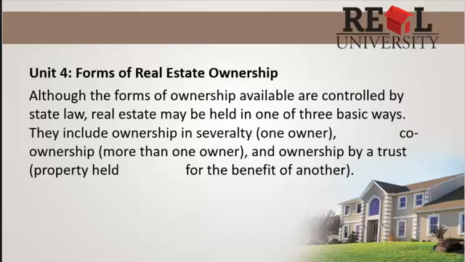All right, so we're going to do Unit 4. We're going to talk about forms of ownership. We talked about the degree of ownership last chapter, or the estate. Now we're going to talk about the method in which you take ownership. There are three ways that you take ownership. You take it as a sole person, you take it in some form of co-ownership, and then there's a trust way to take property. All right?